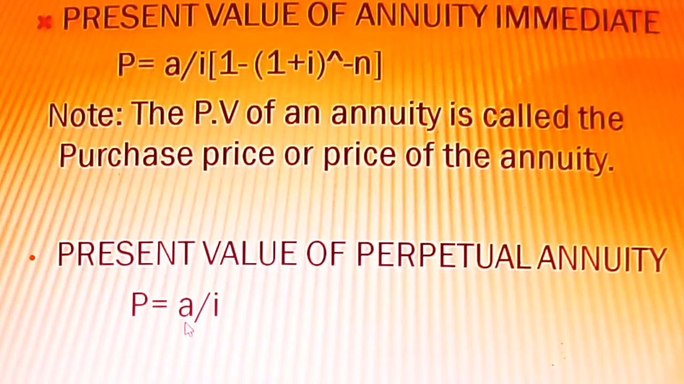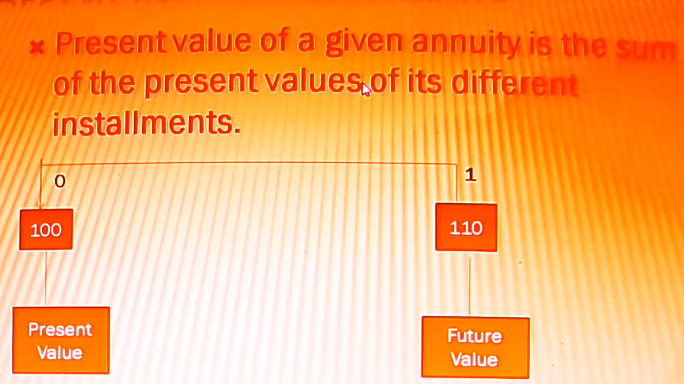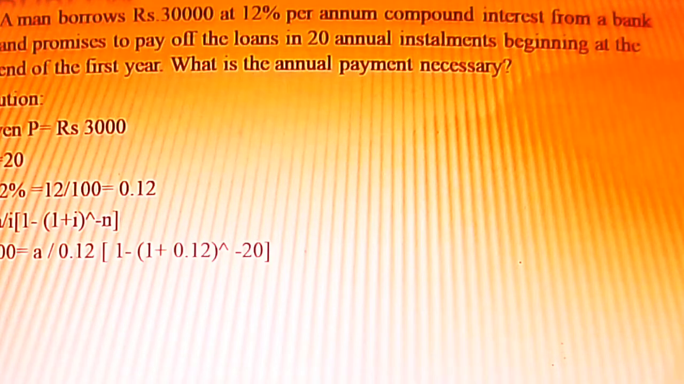Small a by I. Small a is nothing but the annual installment. I is your rate of interest. And what is N actually? N is the number of payment periods. So we just discussed the concept of present value of an annuity.